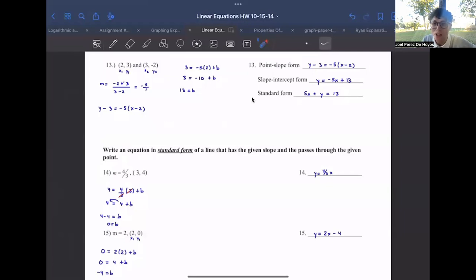You just have to move the 4/3 x to the left side, the 2x to the left side, and the 0x to the left side too. So all these values that are on the right side, 14, 15, and 16, you have to put them in standard form. I didn't put them in standard form. So I'll just change that real quick and I'll send the review corrected.